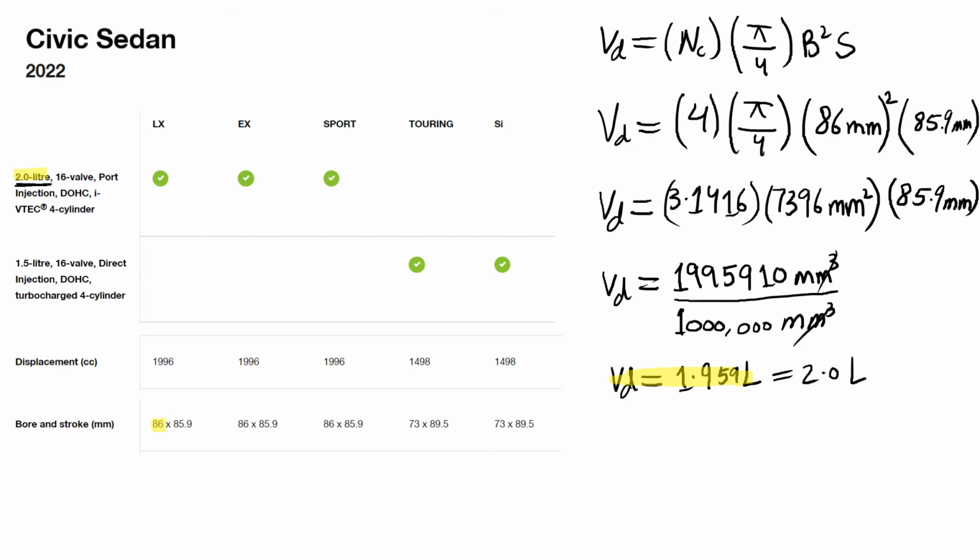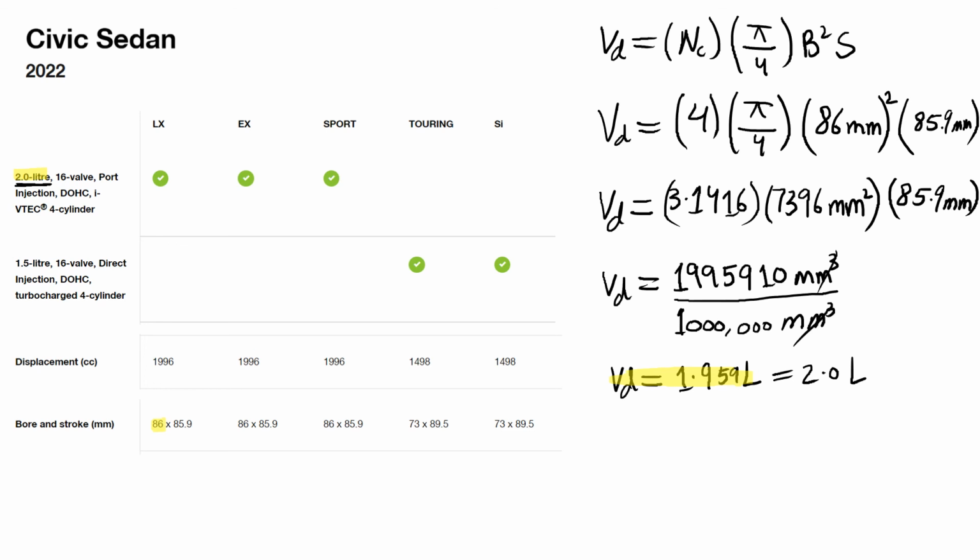Another thing before I end this video, I just want to really quickly mention the previous slide we talked about, square, undersquare, and oversquare. So here you see the bore is very close to the stroke. The stroke is just 0.1 off. So this is very close. So this is a near square engine.